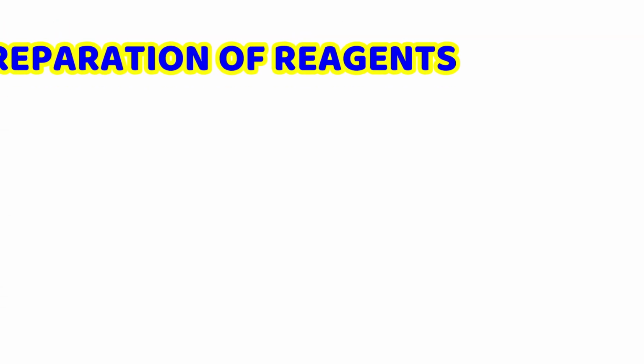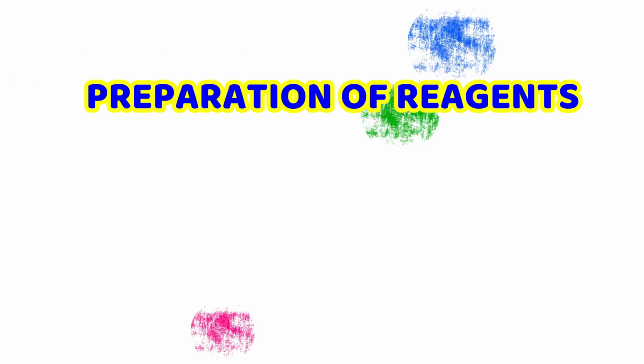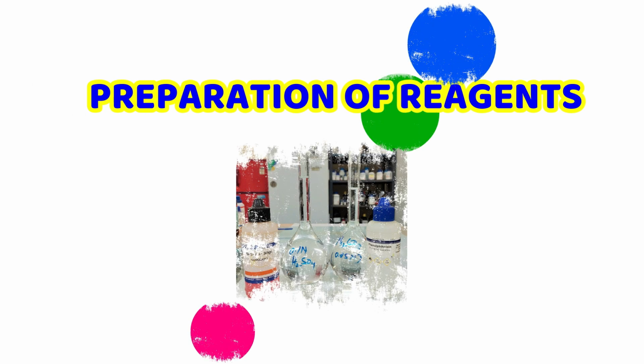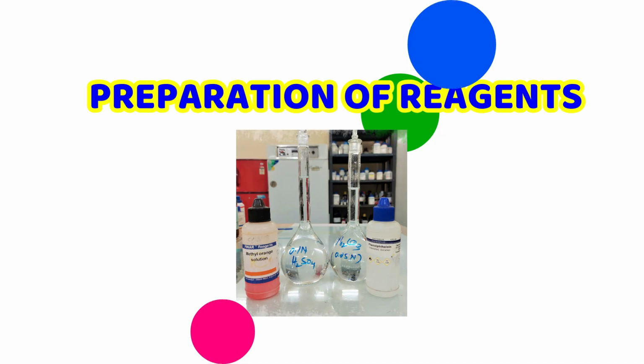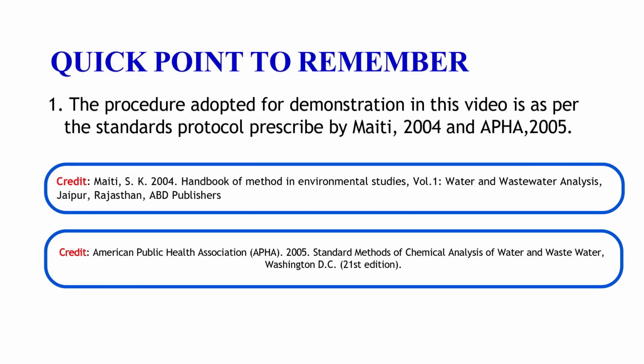Next, let's move on to the third stage, that is preparations of reagent. For your information, there are only two reagents that we need to prepare for carrying out this analysis. Before we proceed into the preparations of chemical reagents, for your information, there are 2 points that I would like to share with you. Point number one is the procedures that I am adopting for demonstration purposes in this video is as per the standard protocol prescribed by MIT and AFA.